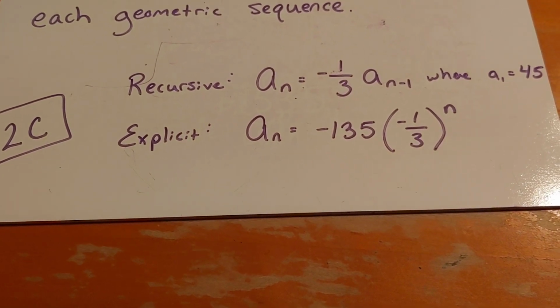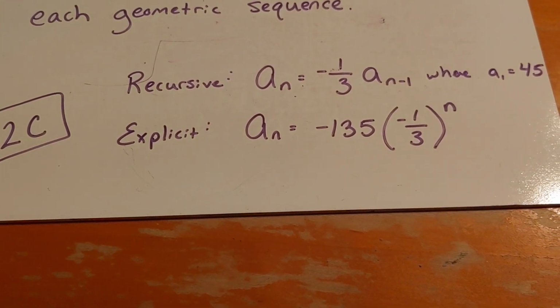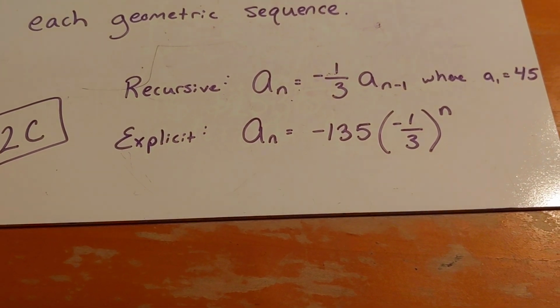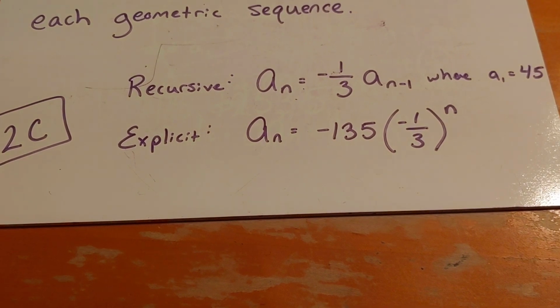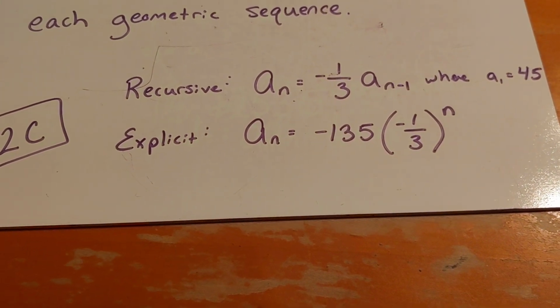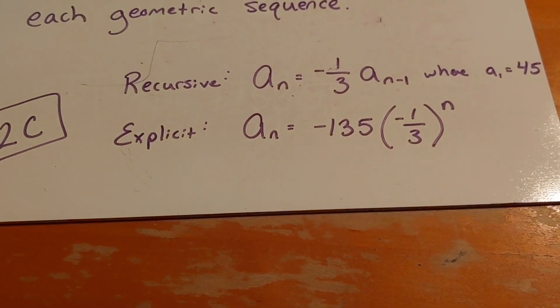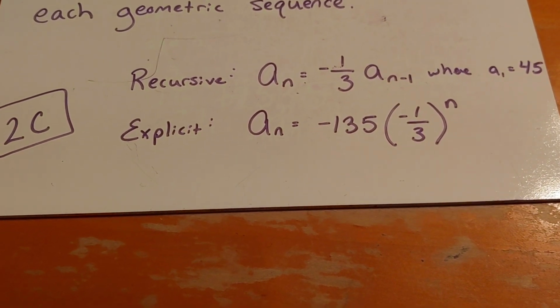Recursive formula, a sub n equals -1/3 times the previous term, where the first term equals 45. And the explicit formula, simplified, a sub n equals -135 times the quantity of -1/3 to the nth power. All right, let's go into example 3 together.